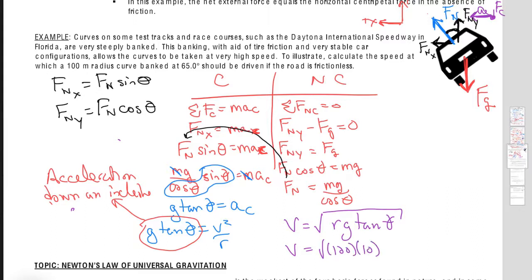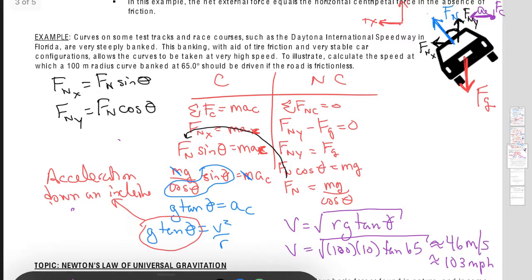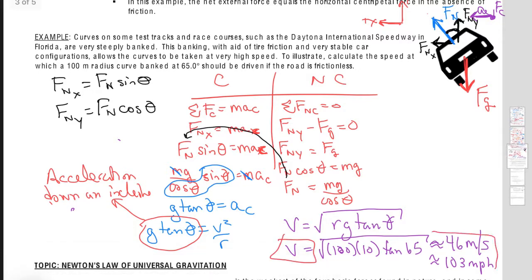So we're going to do our r times g, which is 10, so 100 times 10 times tangent of 65. Make sure your calculator is in degrees, not radians. So 100 times 10 times tangent 65, and I'm going to get a speed of approximately 46 meters per second, which with a conversion factor is approximately 103 miles per hour. Okay, so that would be my speed to navigate this on its own.